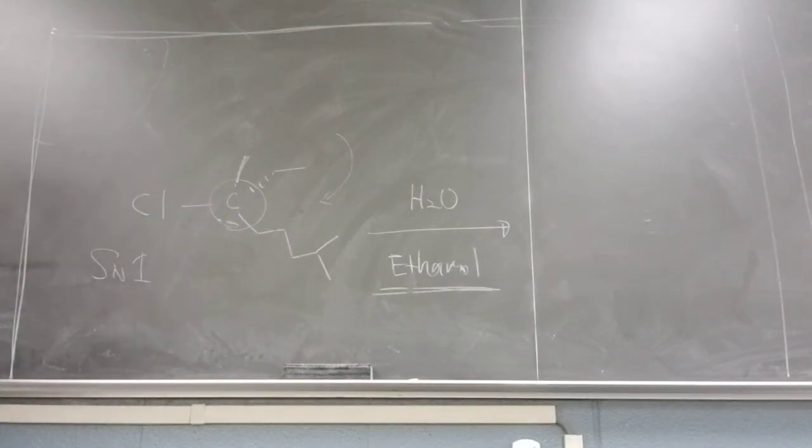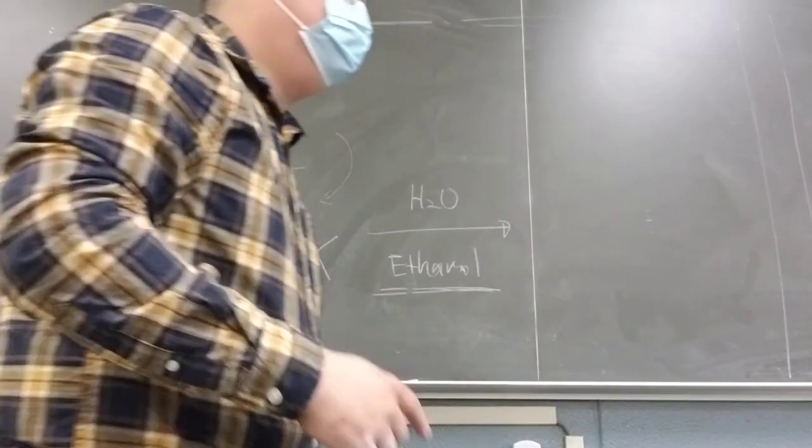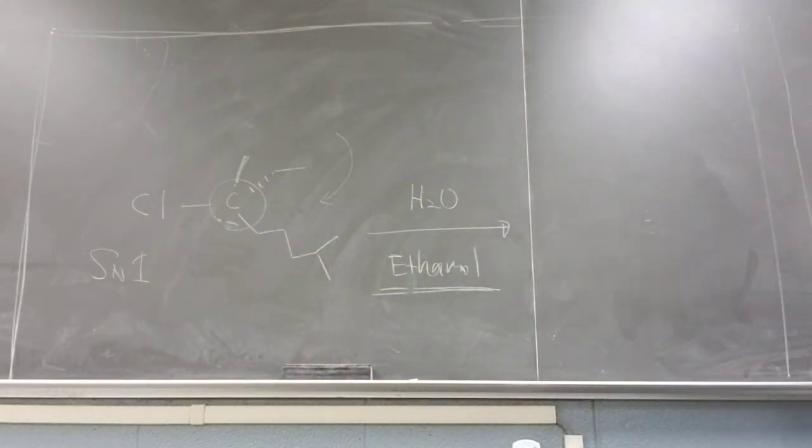Can you guys try this one real quick? Just 1 minute. So remember, in SN1 you're gonna have 2 products, not just one, because you're gonna have a carbocation intermediate.